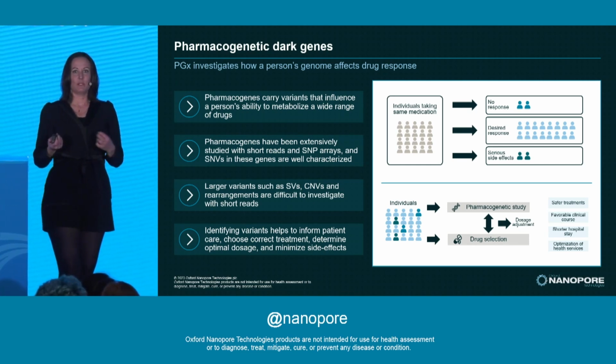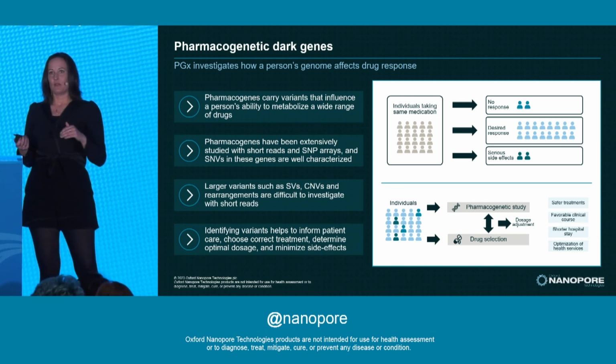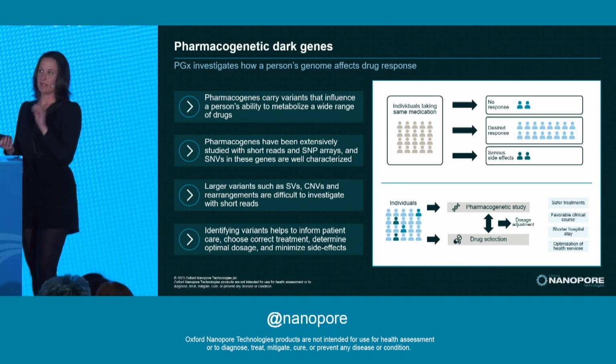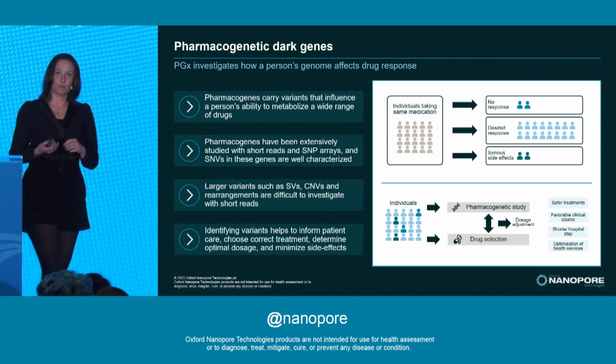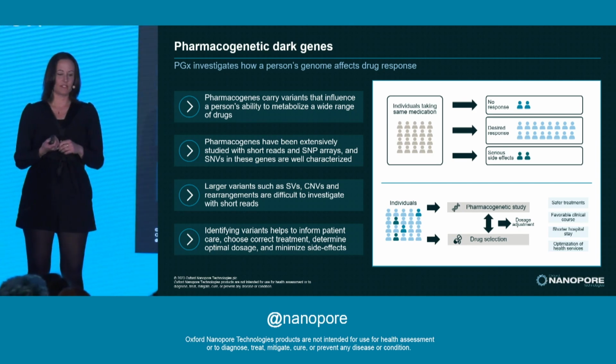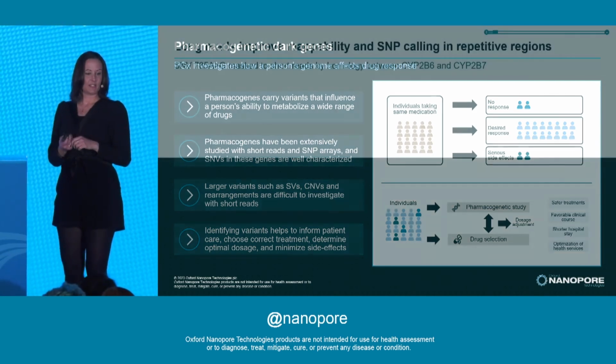These genes have normally been analyzed with SNP arrays and with short-read sequencing, and so we know a lot about the individual variant bases, the SNVs. But how they fit into the grander scheme of things can be difficult to assess with short reads, and it is very important to know. So let me dig into the first example.